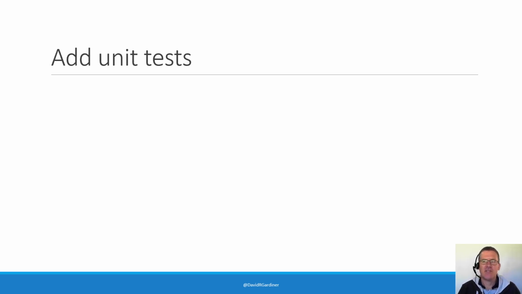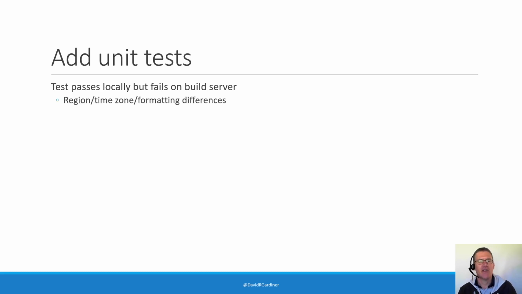Adding unit tests is a really good idea, but there are ways that these can cause problems too, particularly when it works for you on your machine, but it fails on the build server. One case that I've seen this happen quite frequently is around region or time zone or formatting differences, and I'll quickly jump over to Visual Studio to show you some examples of that.